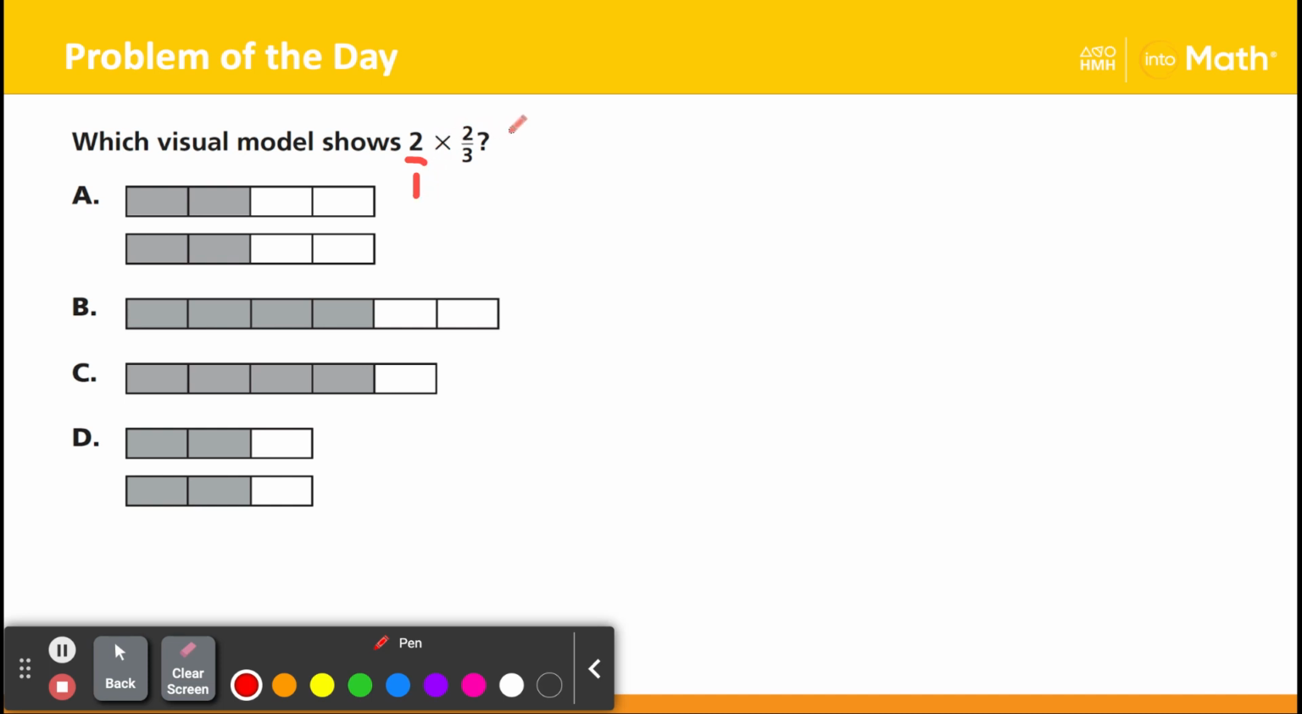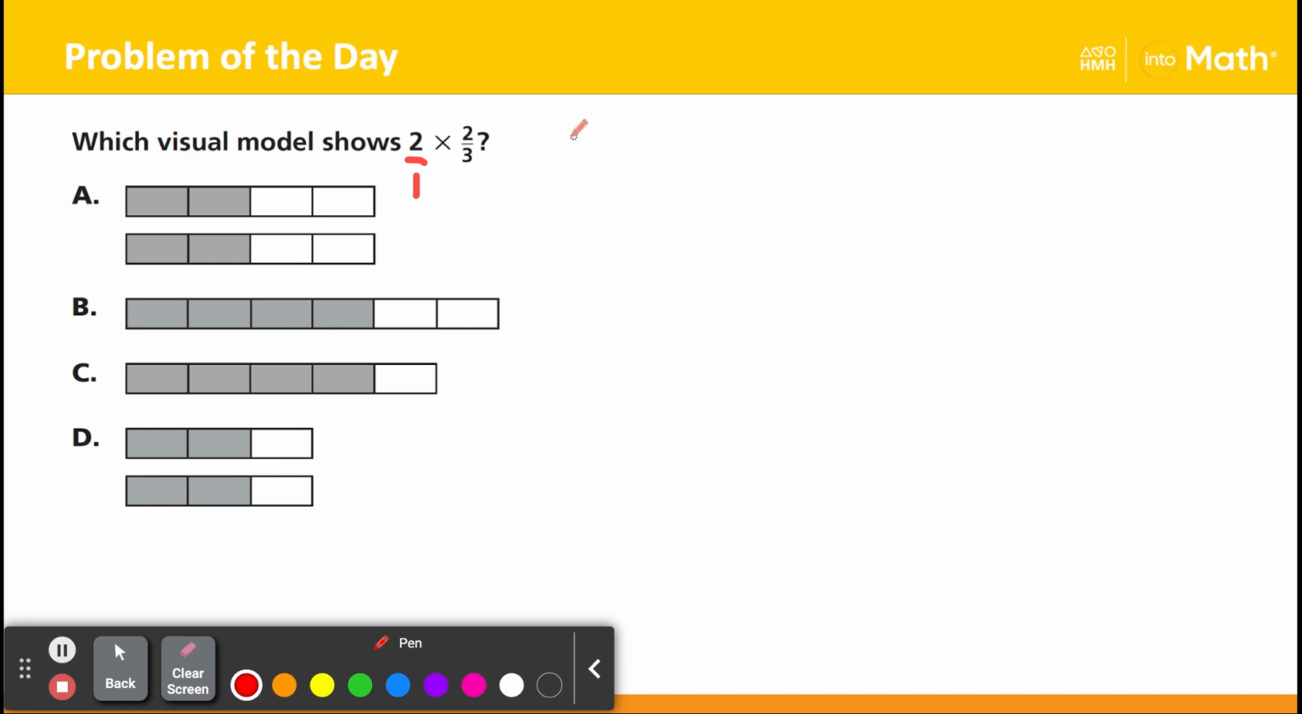2 times 2 is 4. 1 times 3 is 3. So you will have 4 over 3. The reason why I'm not writing it is because something is going on, and every time I try to write, it goes to the next slide. So I want you to write it on your paper. 4/3. That is an improper fraction.